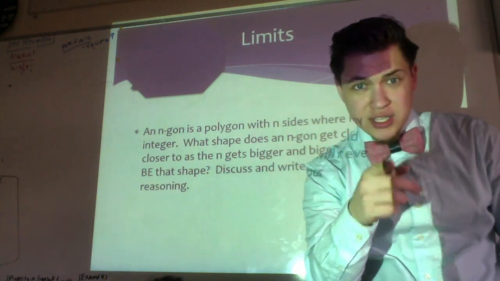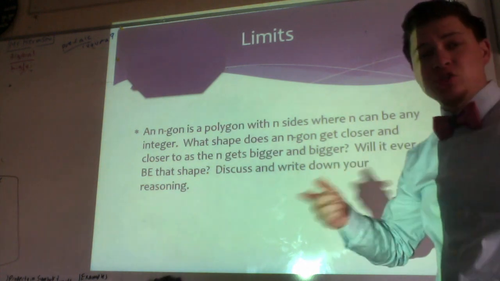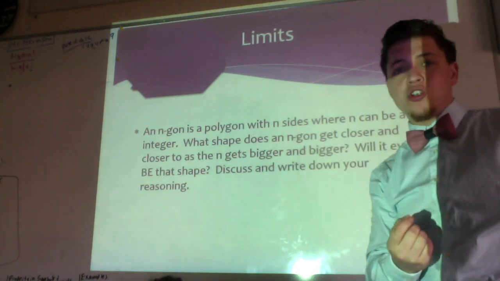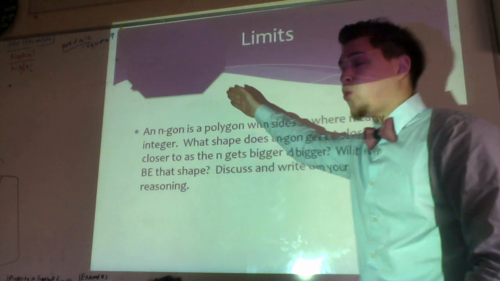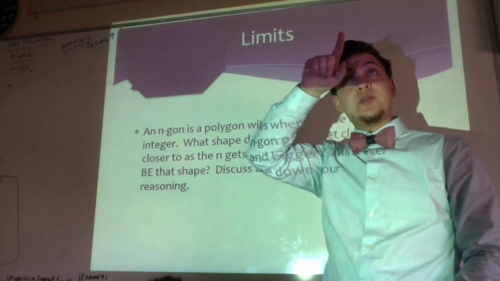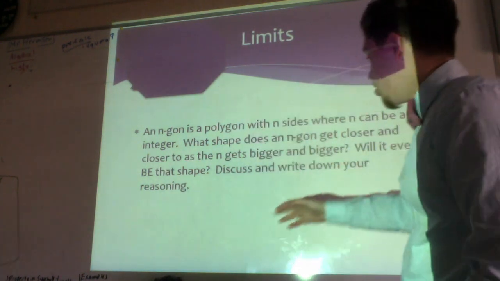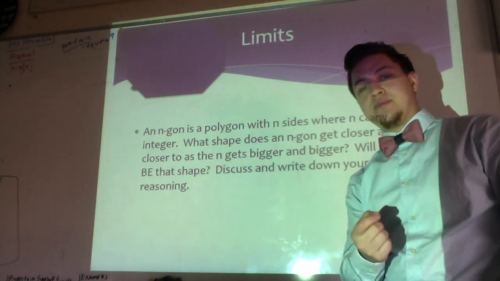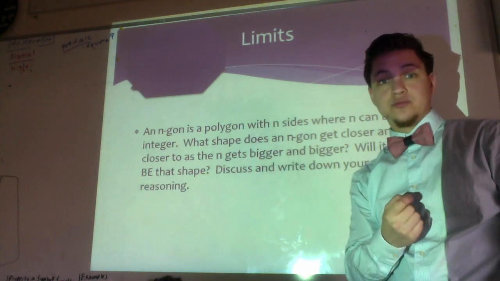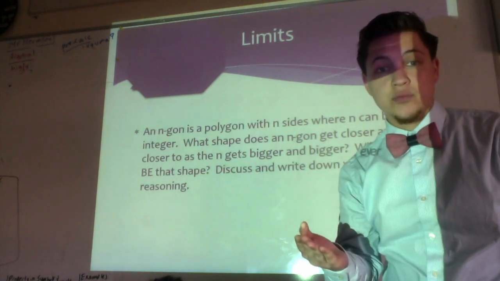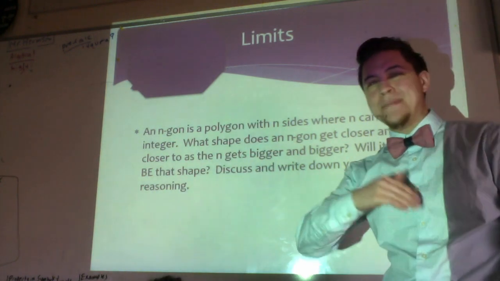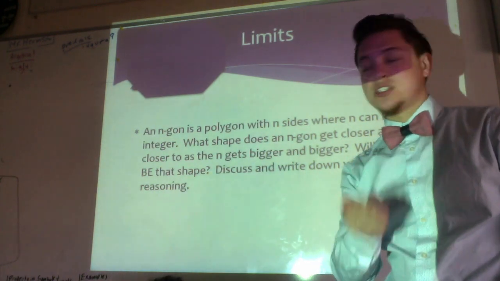If you said circle, yes, you're correct. It is getting closer and closer to a circle, right? If I were to get 20 sides or 100 sides, it'd be really, really close to the circle. But will it ever be that shape? Will it ever be a circle? No. It would never be a circle. Even if it did 1,000,000 sides, it would never be a circle.